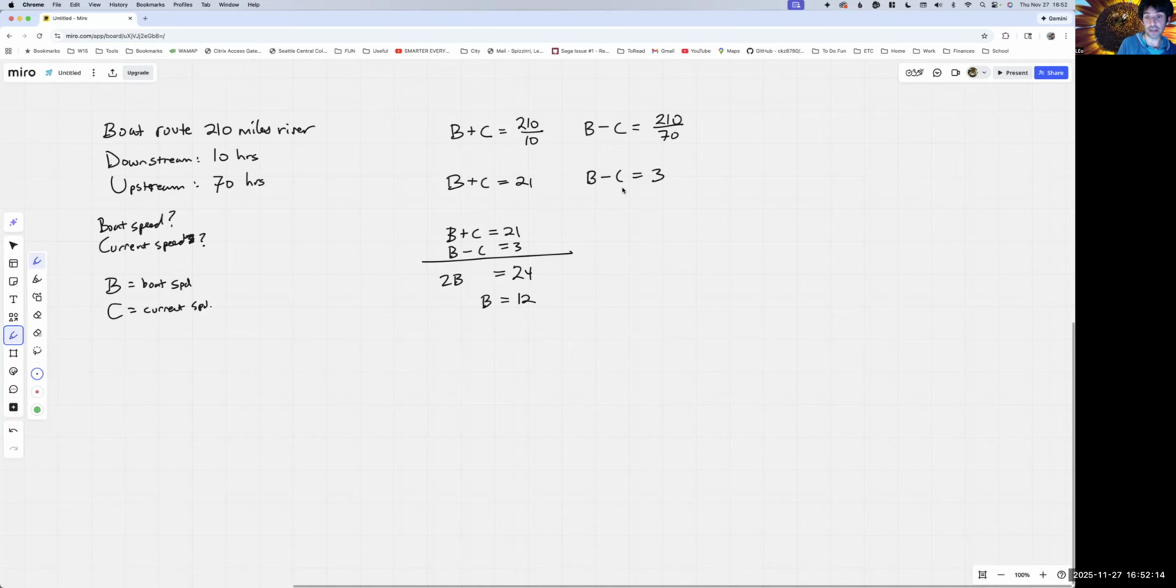So B is equal to 12. If I want to find C, I can choose either equation, right? For instance, B plus C is equal to 21. So that means 12 plus C is equal to 21. So C must be equal to 9.